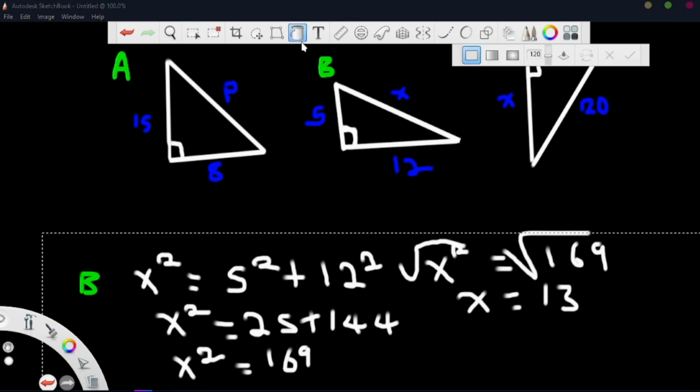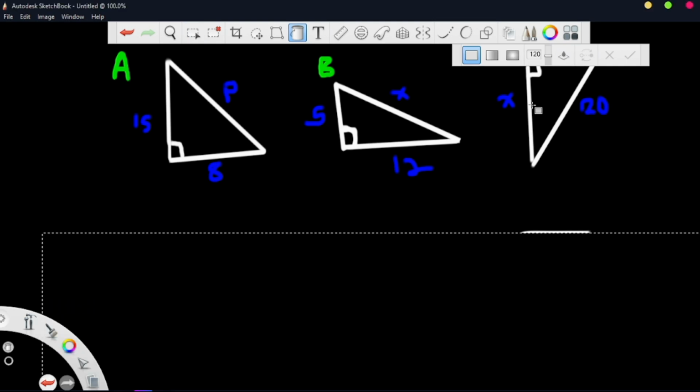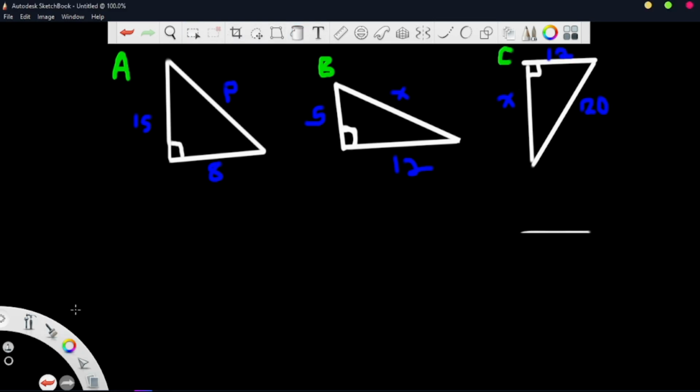So feel free to pause the video and try out the last question that we have. For the last question, notice that we have our hypotenuse, because I said the hypotenuse is opposite to the right angle. So our hypotenuse here is 20. We have been given one adjacent side, and our x is the other adjacent side. So they want us to find the other adjacent side.